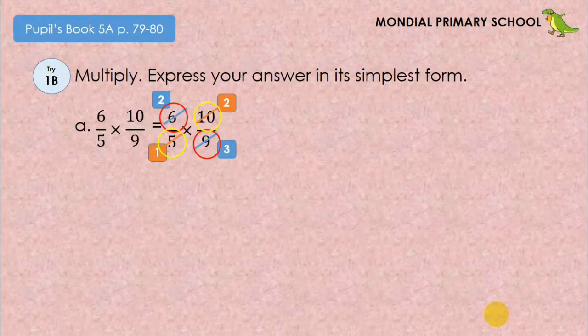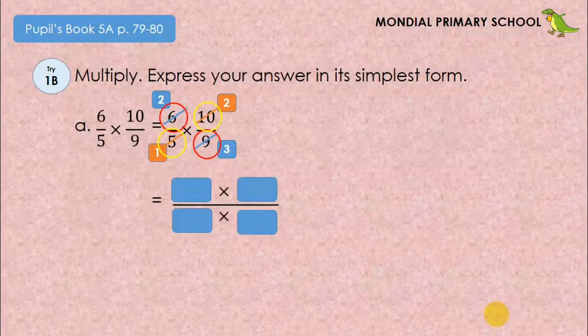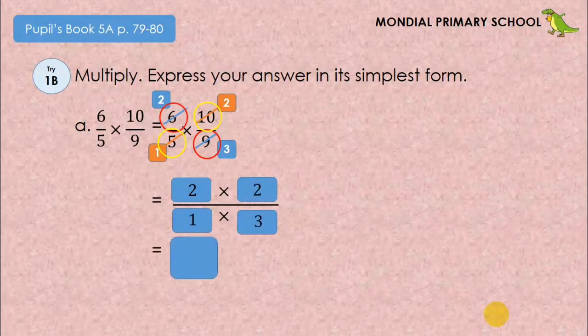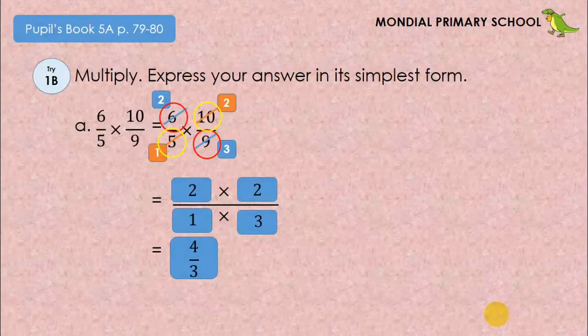What are the next steps? Good job. Multiply the numerators and then multiply the denominators. What is 2 times 2? 4. Nice. What about 1 times 3? 3. Correct. So, what is the product of 6 out of 5 and 10 out of 9? 4 out of 3. Good job.